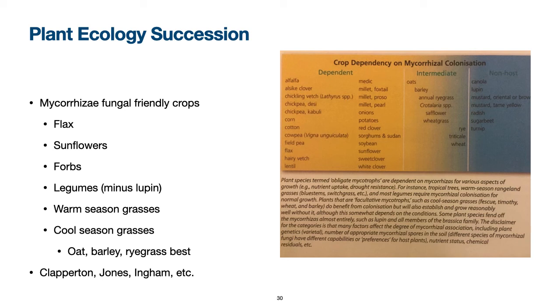So when we're looking at rotation, what plants are growing and what mixes we're doing, these are the things we need to look at. The more we have these mycorrhizal fungal friendly crops that we're growing, the better we're going to be helping out that soil.